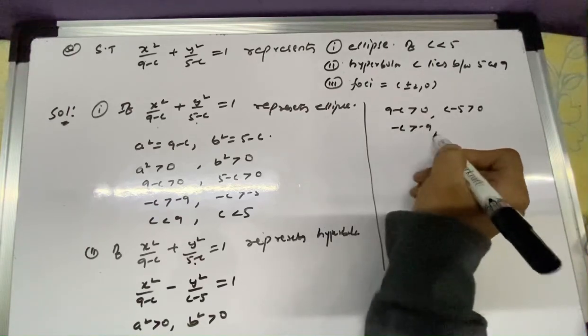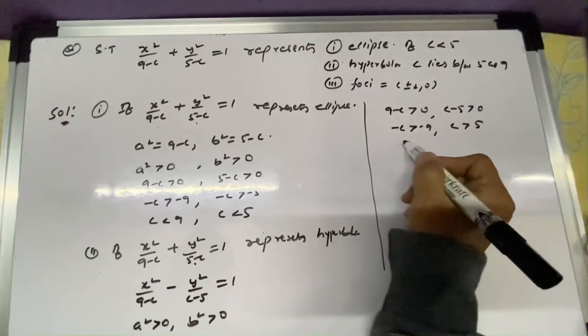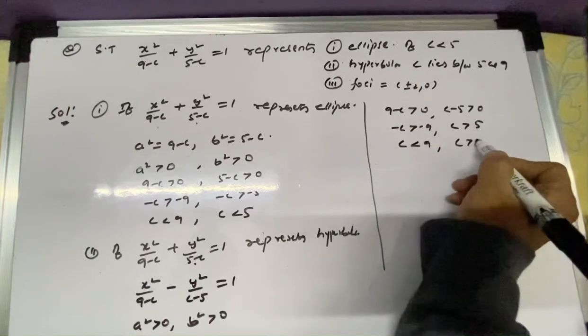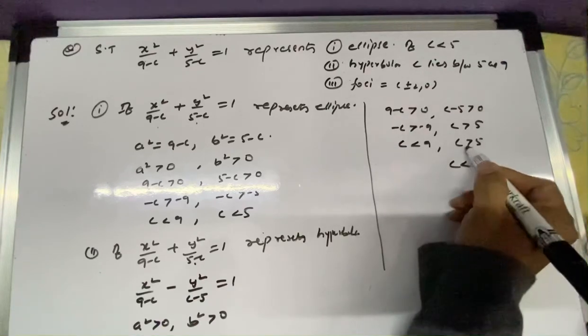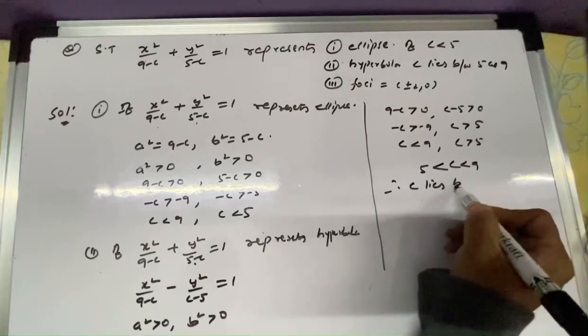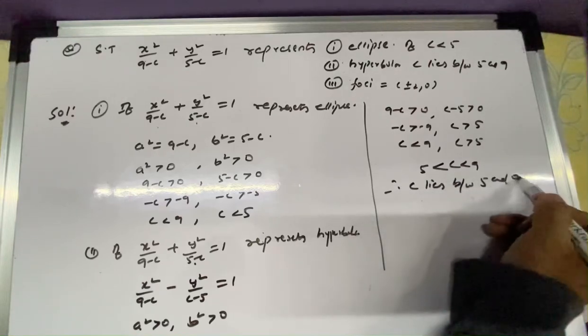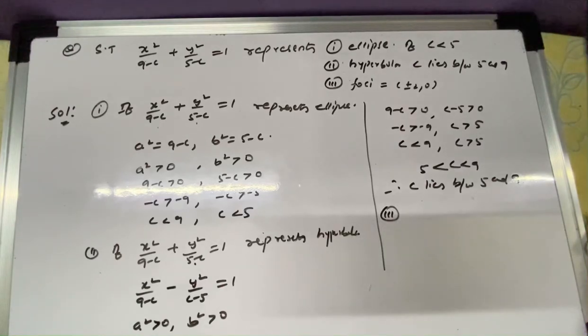Minus c is greater than minus 9, c is greater than 5, c is less than 9, c is greater than 5. If anything is in this form, you can write c is less than 9 like this and greater than 5 in this way. Therefore, c lies between 5 and 9. And the third bit, foci is plus or minus 2 comma 0.